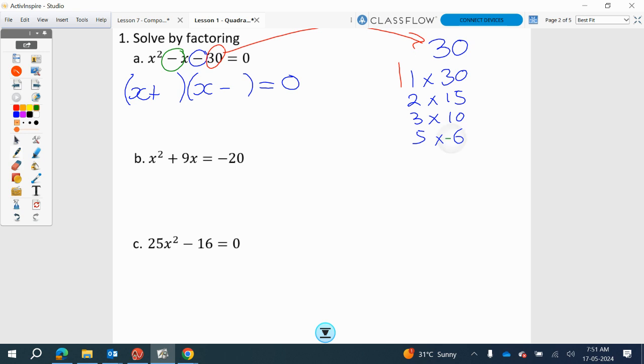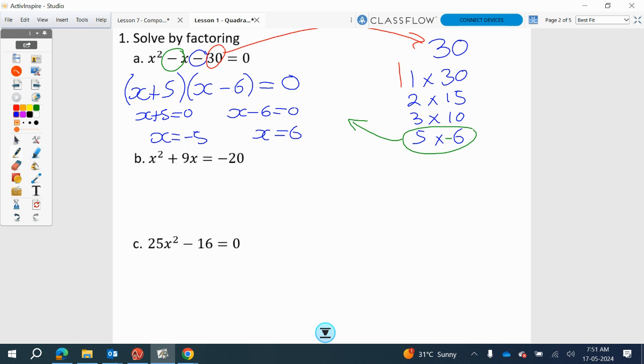6 and negative 5. So this comes from the minus 1. We can see that if we use a positive 5 and a negative 6, they'll add together to give minus 1. So these are our factors, 5 and minus 6. And then the last step is using the null product theorem, which basically says either x plus 5 equals 0 or x minus 6 equals 0. And that's why the solutions always have the opposite signs.